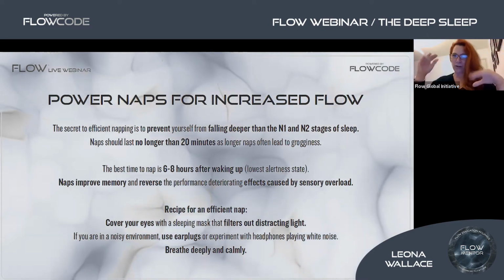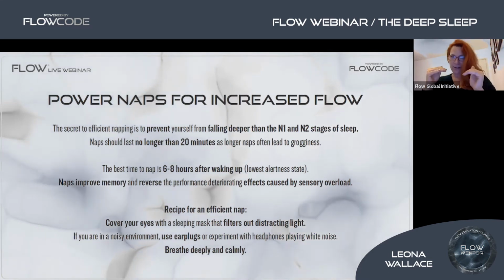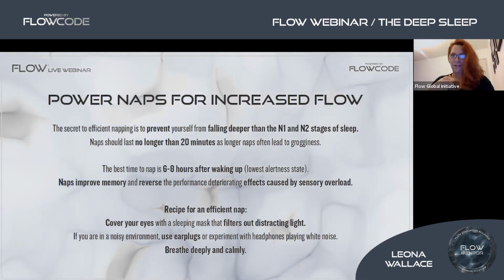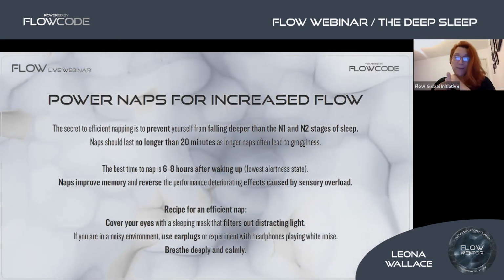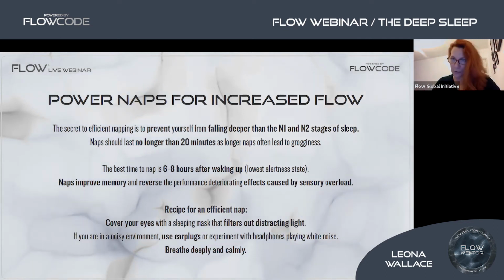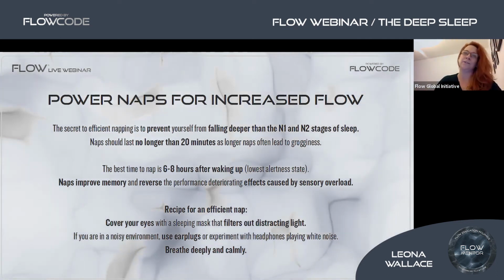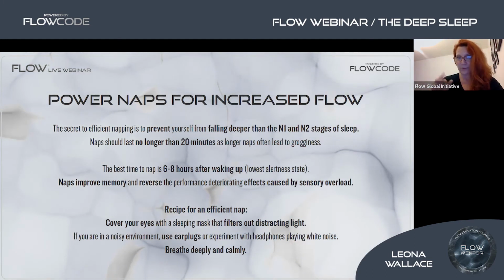You make sure that you're not going deeper than stage 2 of sleep. Your nap should never last longer than 20 minutes or it'll lead to grogginess. The best time of the day to take a nap is about 6 to 8 hours after you woke up. So if we're waking up at 6:30, that'd be between 12:30 and 2:30 taking a nap.